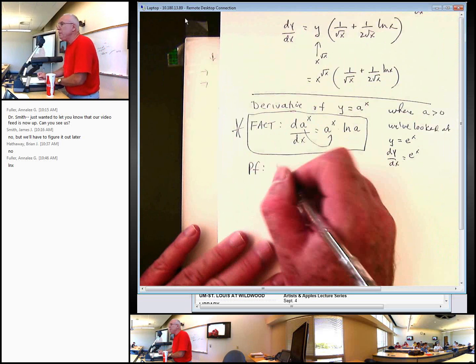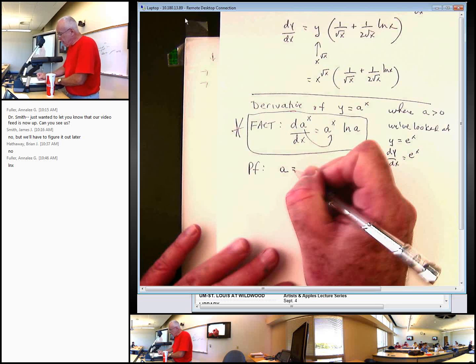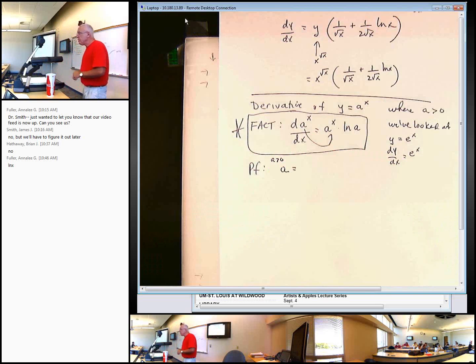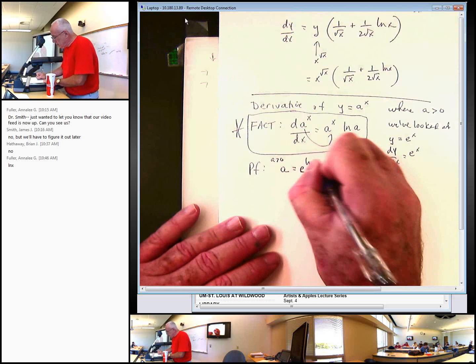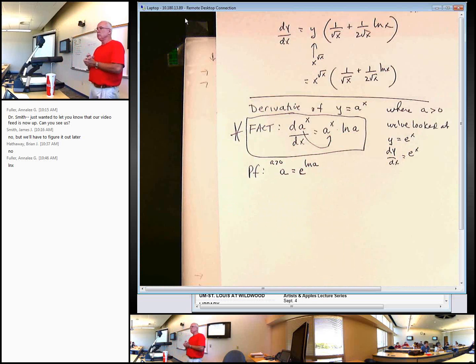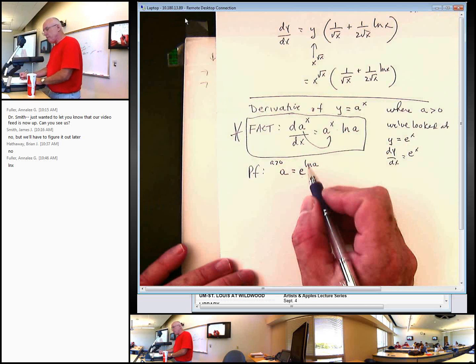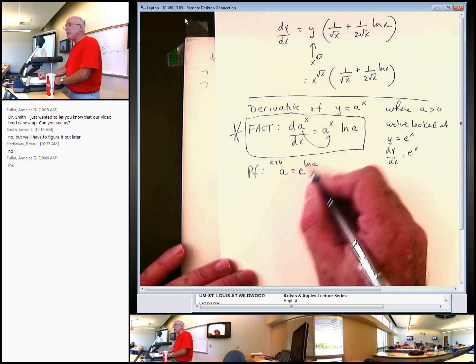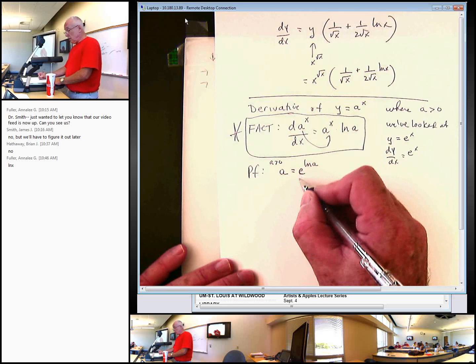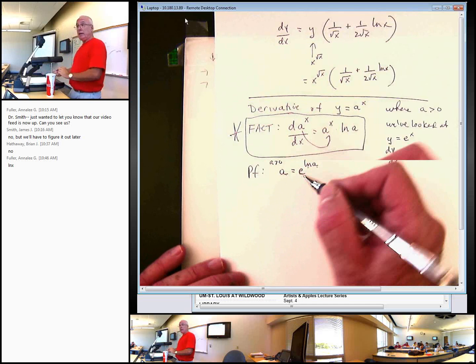Do you believe me when I write the following? That a, where a is bigger than 0, is equal to e to the ln of a. Remember that the exponent function and the natural log function are inverses of each other. So therefore, they kind of cancel each other out. So e to the natural log of a is going to go right back to a.